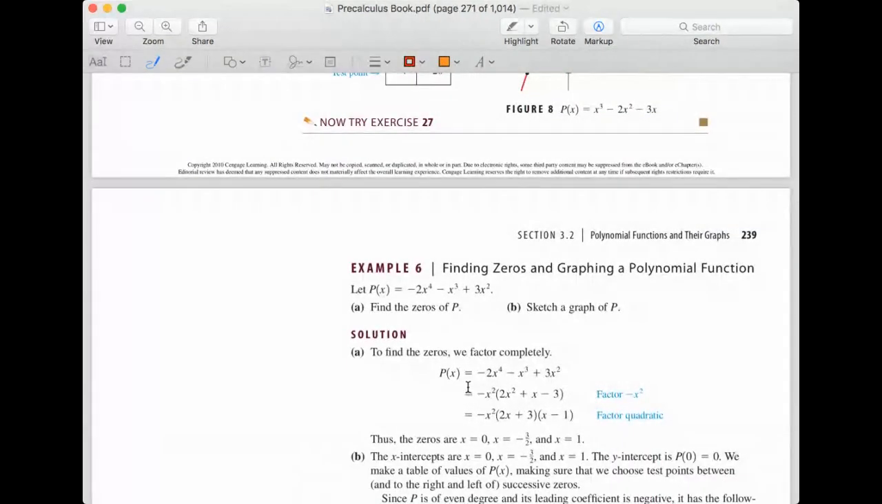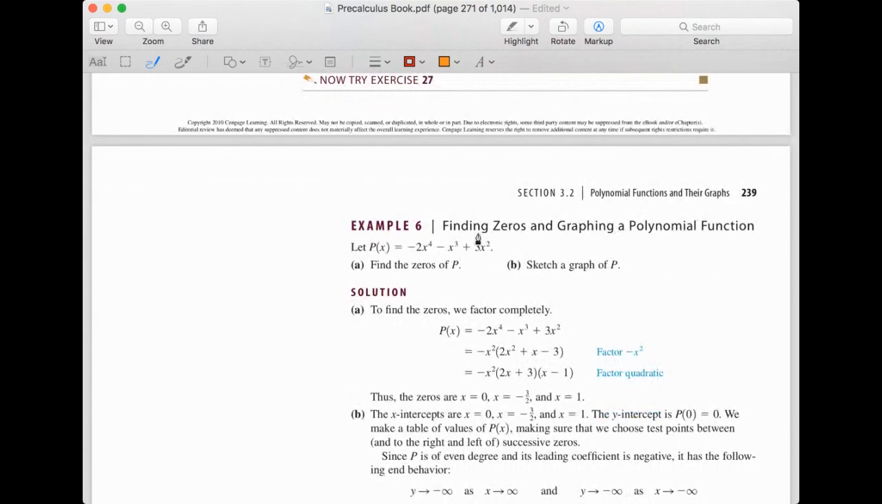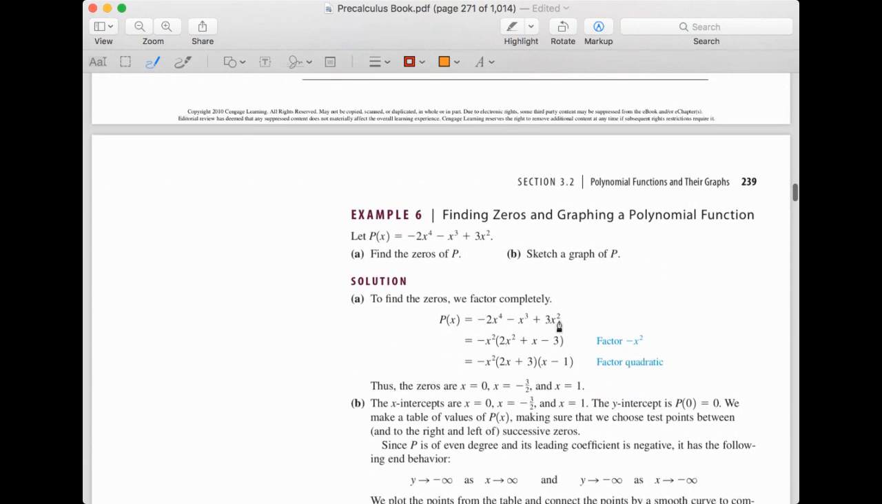Okay, let's keep going, try to find zeros. Let's see this function, negative 2x raised to 4 minus x cubed plus 3x squared. We want to find the zeros of this polynomial, or the x-intercepts. Here we see every term has x squared in it, right? And also we see the leading term is negative. We know this is a degree 4 polynomial, with the leading term negative, so we know the graph looks like this.